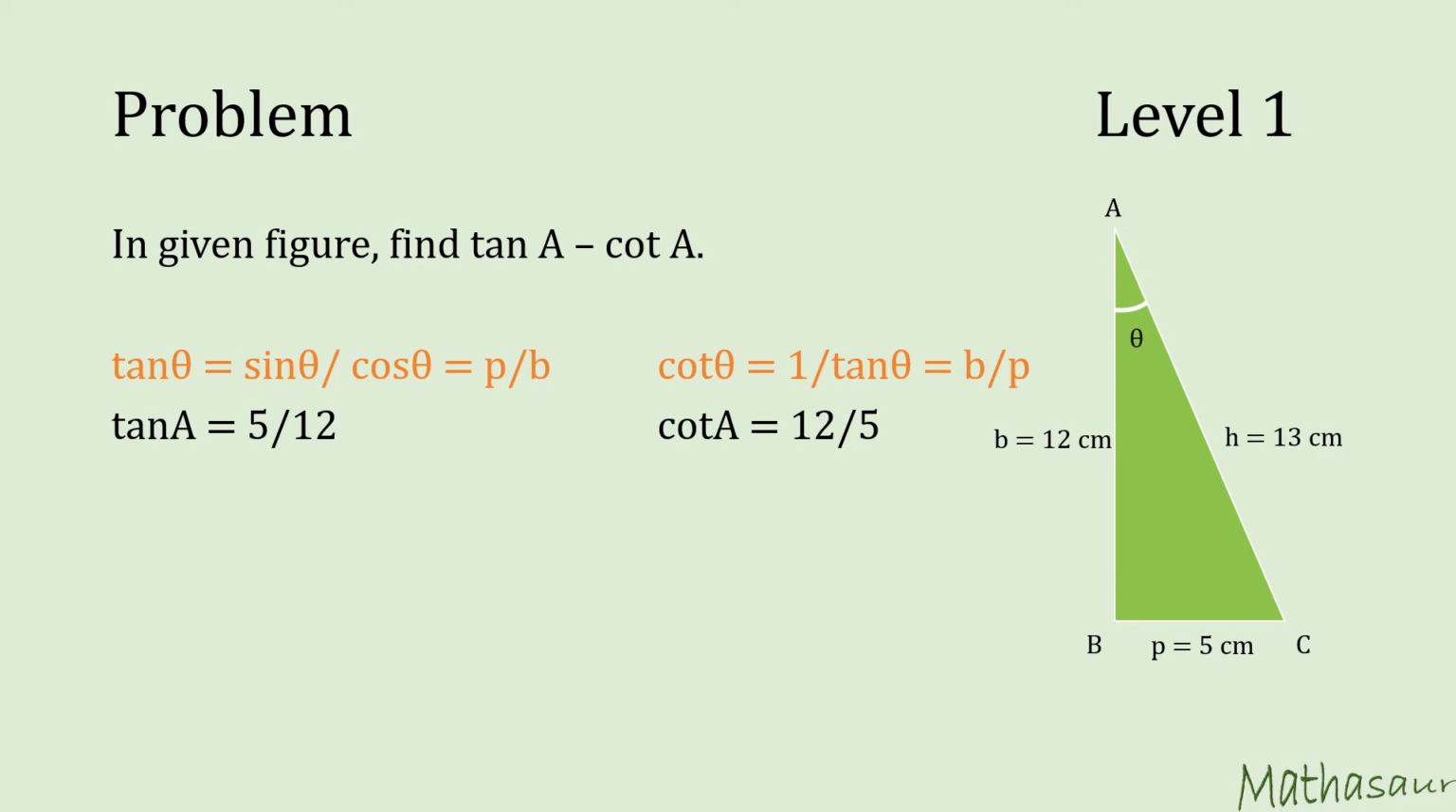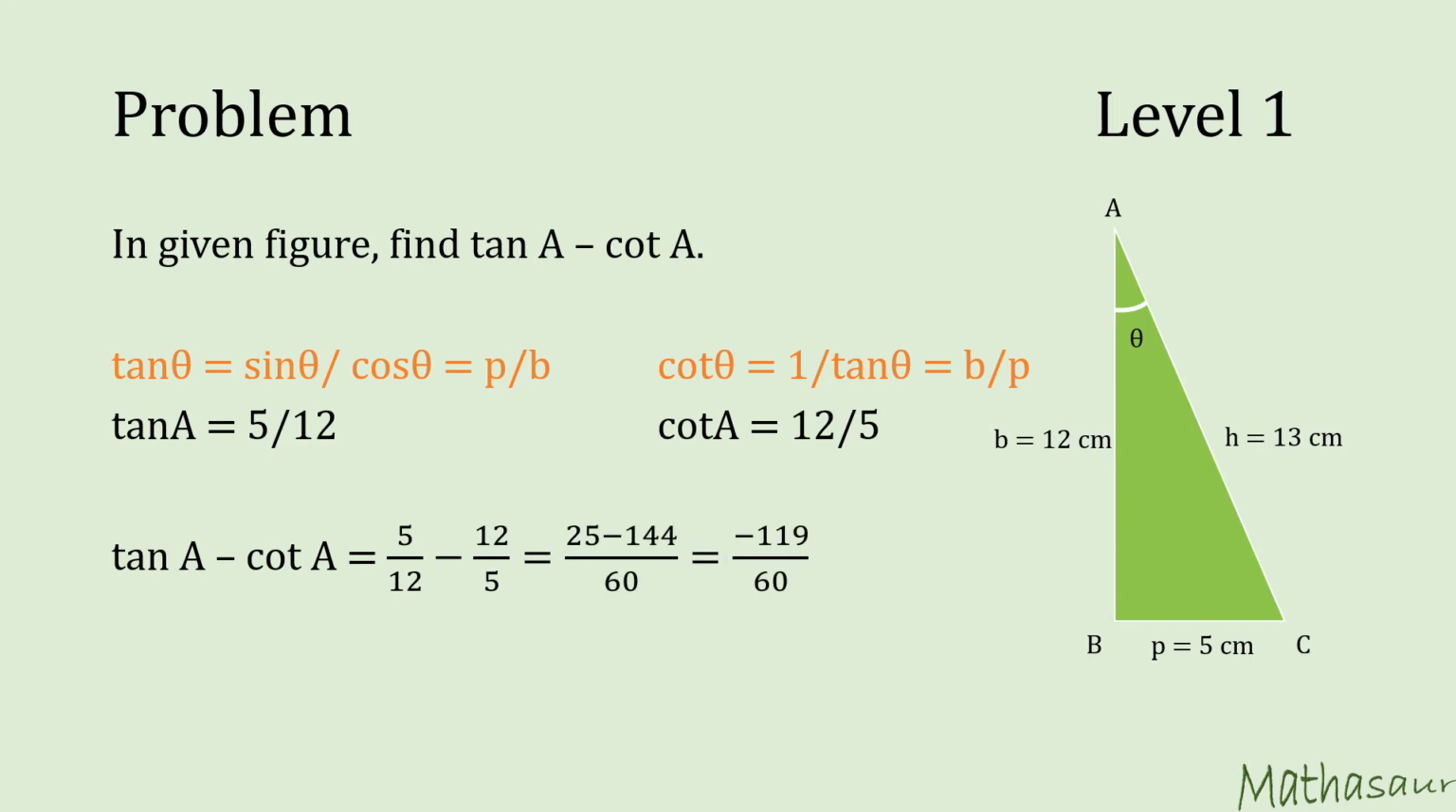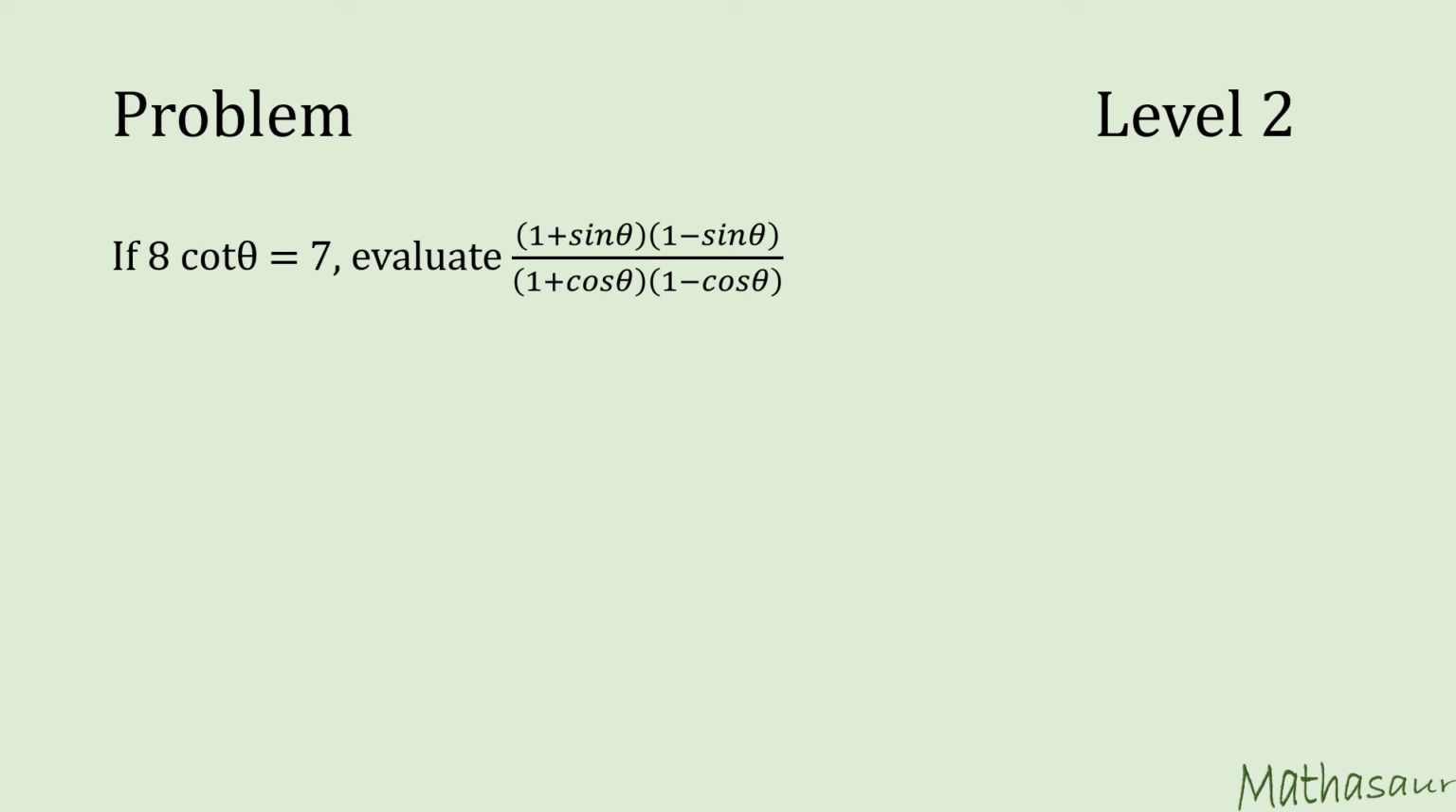Substituting the values, we get tan A as 5 upon 12 and cot A as 12 upon 5. Hence, tan A minus cot A would be equal to minus 119 divided by 60. Let us look at another problem.